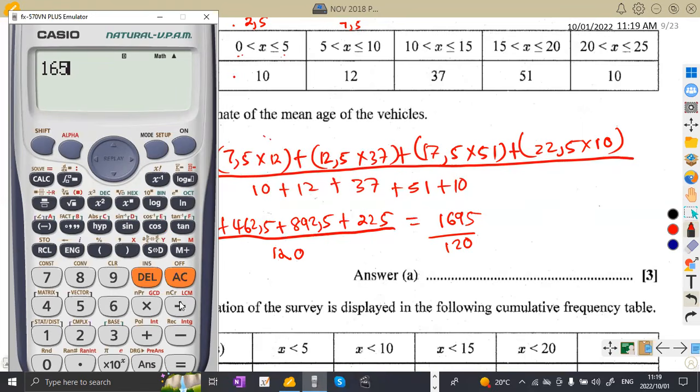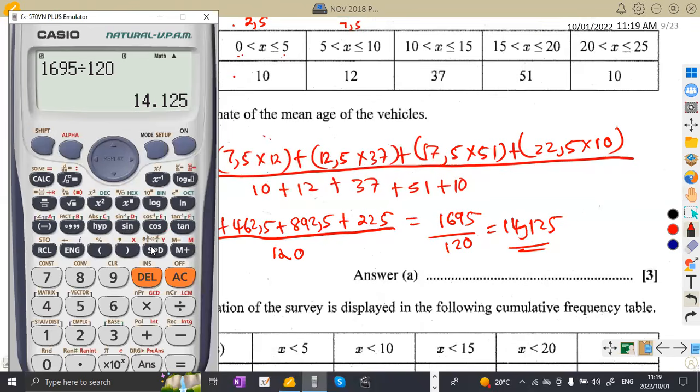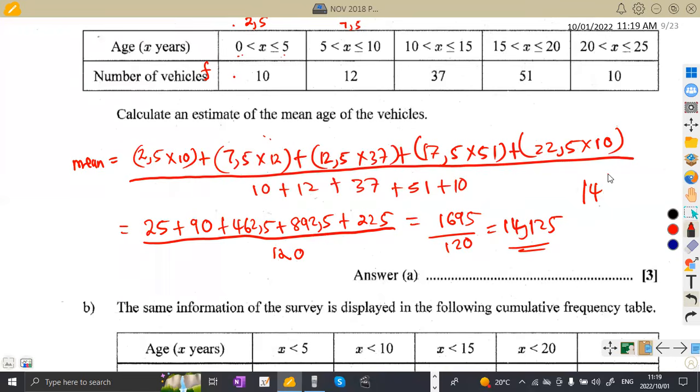And this you can just use your calculator. 1,695 divided by 120. So this is what you're going to get, or you can write it as a decimal, 14,125. That is our mean, or we can write it as a mixed number, which is 14 and 1 over 8. It can be 14 and 1 over 8 also, depending on how you want to write it.